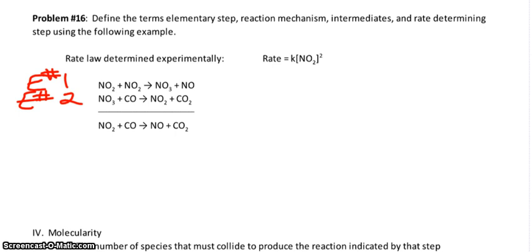The intermediate, well, if you look back at the definition, what is the intermediate? It is what is produced and consumed in these elementary steps. If you look over here, what is produced in the first equation? You have NO3 plus NO. Well, what's the reactant in elementary step number 2? It's NO3 and CO. So obviously, it's what you cancel out here.